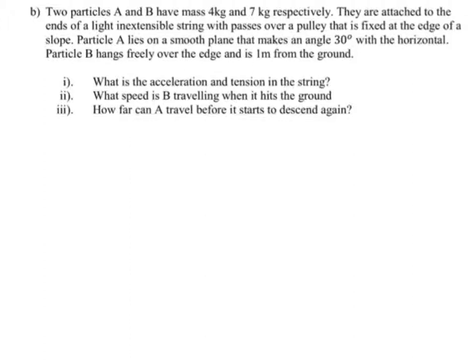So we're going to start this question, as we should almost any question in M1, by drawing it. We've got two particles A and B with masses 4 kilograms and 7 kilograms. We're going to draw the ground first. Then it's on this slope. This angle is 30. Then we've got a pulley here.